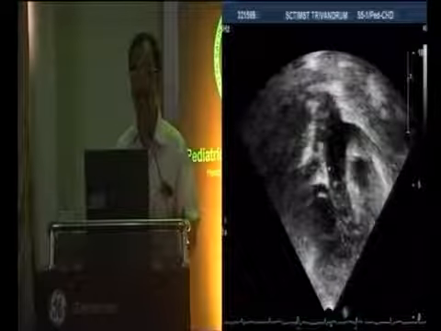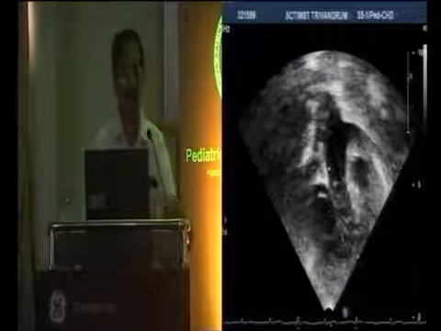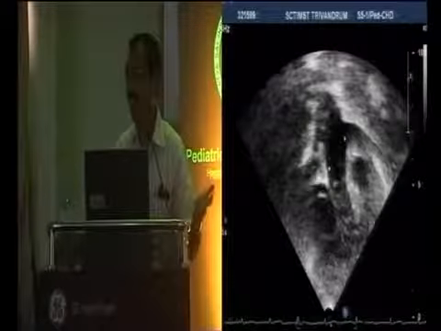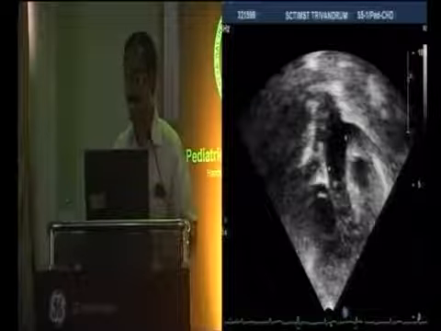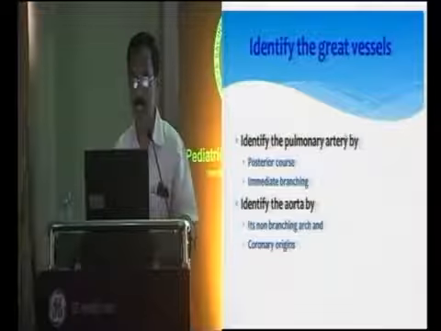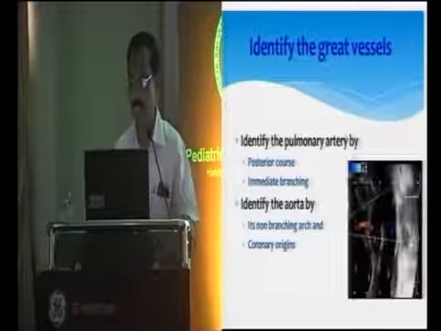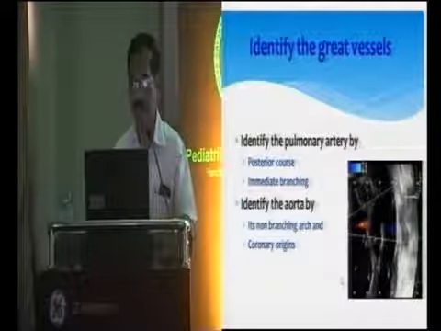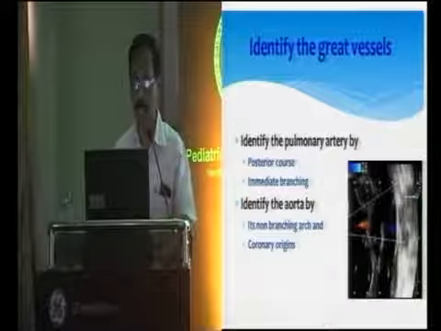It's very easy to identify the pulmonary artery. It usually dips posteriorly and immediately bifurcates. You see this mustache, you know it is the pulmonary artery. And the aorta is also equally easy to identify. You can see the coronaries originating from it, but you will need the help of the color to identify the flow, and it is a non-branching vessel.